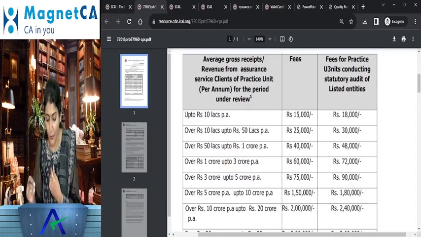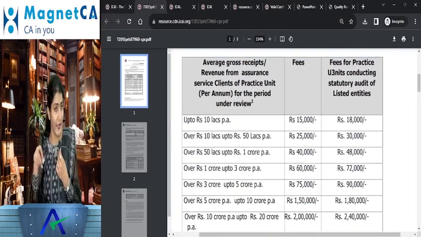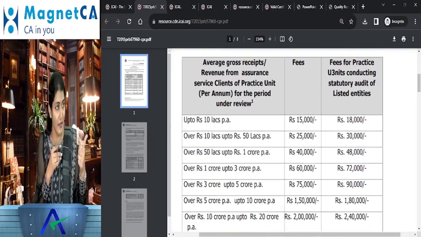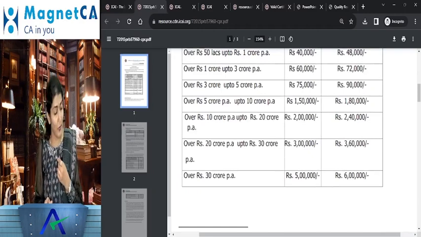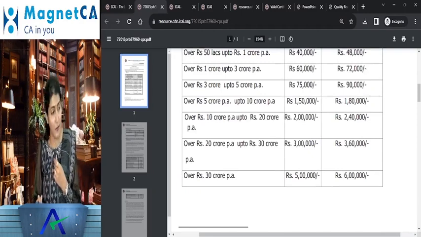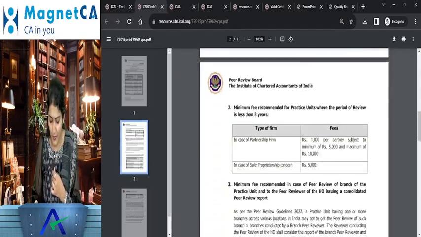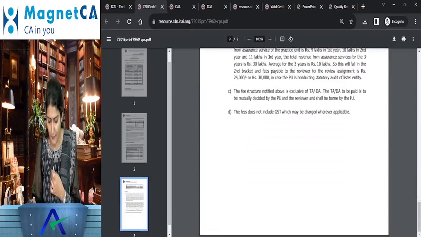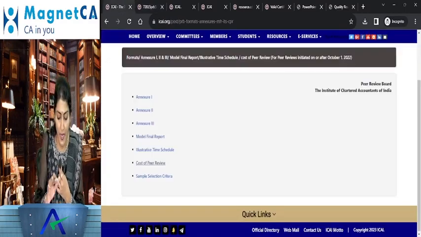And in case you are doing the statutory audit of a listed entity, then your peer review fee will be 18,000. Who has decided this? The Peer Review Board. But who needs to pay this? The practice unit has to pay it to the reviewer. So if the receipts of your firm are over 30 crore, what is the peer review fee? 5 lakh rupees. So when the reviewer comes for doing the review, he gets the 5 lakh rupees as the fee. Are you understanding that, everyone? The fee does not include the GST, which may be charged wherever applicable.